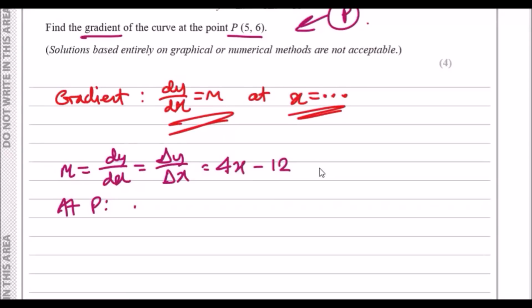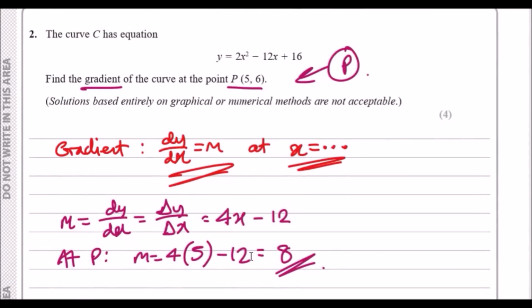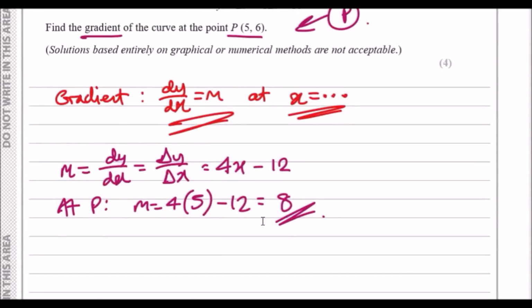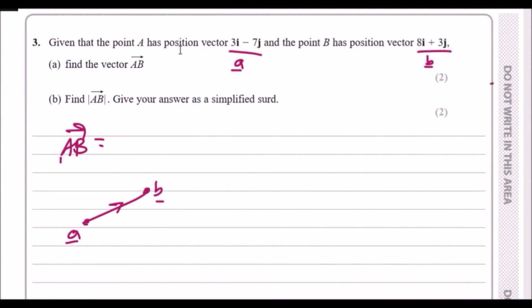So we could say therefore m equals 4, and then at the point x equals 5, minus 12. And that's it. Then you just plug in. So you got 4 times 5 is 20, minus 12 is 8. So the gradient of the curve at this point P, when x is 5, the gradient is 8. That's it. Easy stuff.